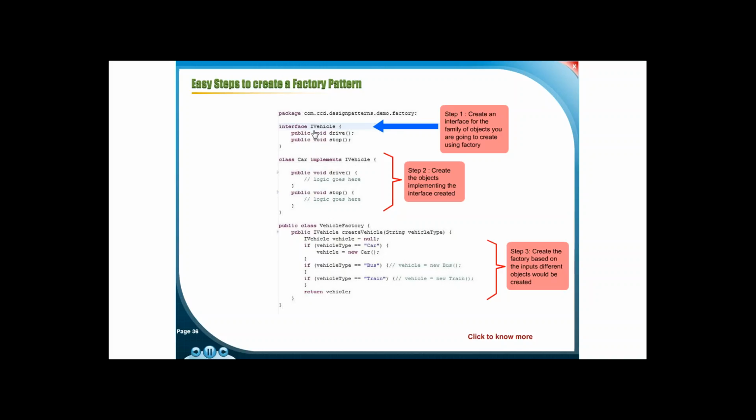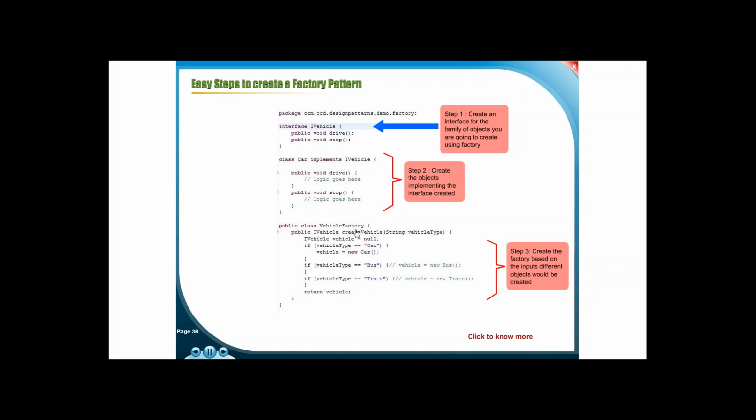You are going to create an interface and an implementation for that. There may be a bus implementation also, maybe a train implementation also, right? Those are other classes which are implementing our vehicle interface. And you are going to create the objects of those car, bus or train in a method here.